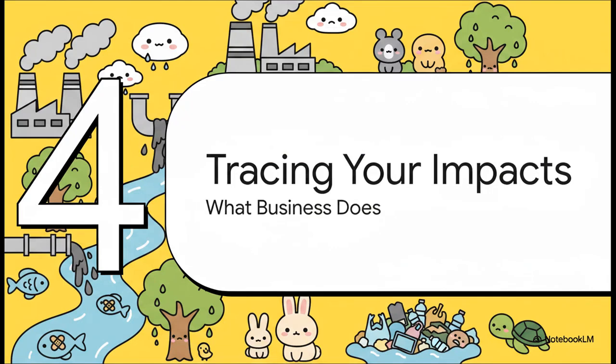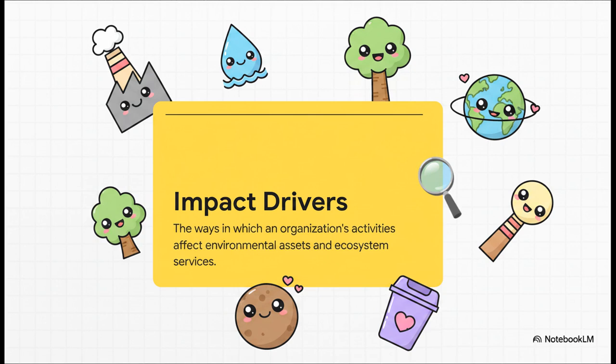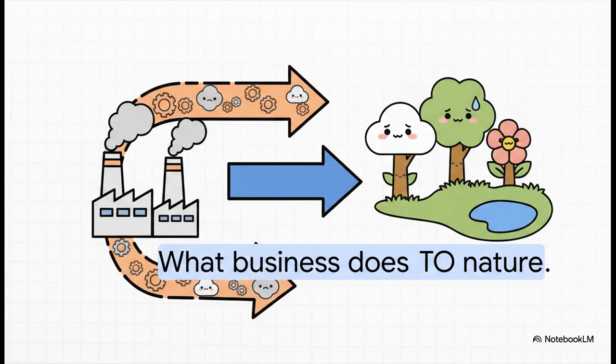All right, so we've got one side of the equation down. What nature gives to business. Now let's flip it. What does business do to nature? It's time to trace our impacts. And these are what we call impact drivers. These are the specific actions or even byproducts from a business that have a direct effect on the environment. Think water pollution, land use changes, greenhouse gas emissions, the whole shebang. Okay, back to the map one last time. We're drawing our second arrow, and this one goes from the business back to the ecosystem. And just like that, we've done it. We've completed the pathway.